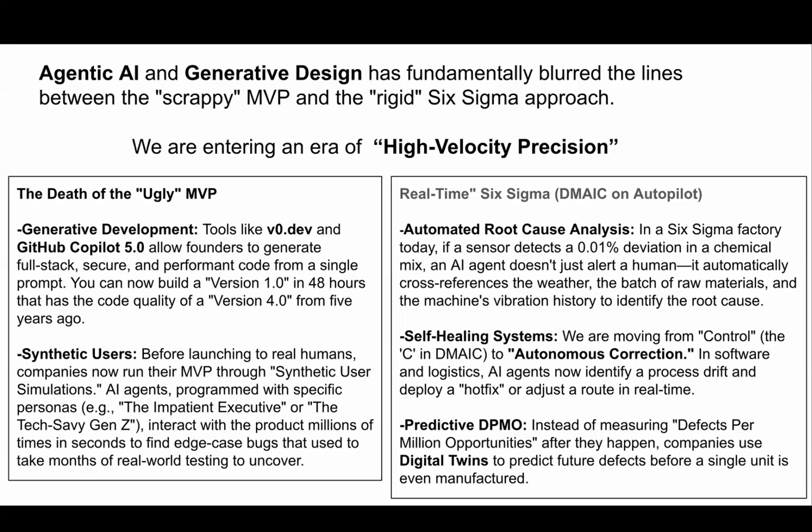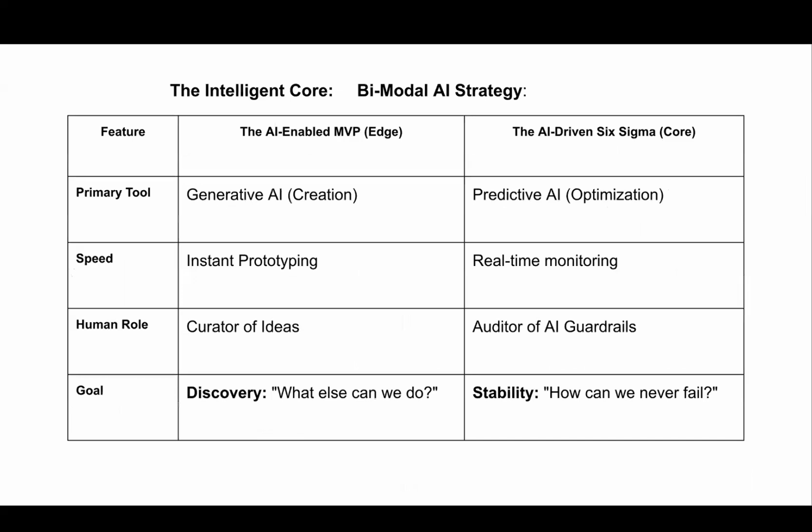Now with Six Sigma, you wouldn't accept that at the end of the line, but if you introduce AI and you get this high velocity precision, you can now do Six Sigma in a very cost-effective way. And so this bimodal strategy is important. You want to use AI-enabled MVP that'll give you an edge in the marketplace, and AI-driven Six Sigma, which will take care of your core functions.